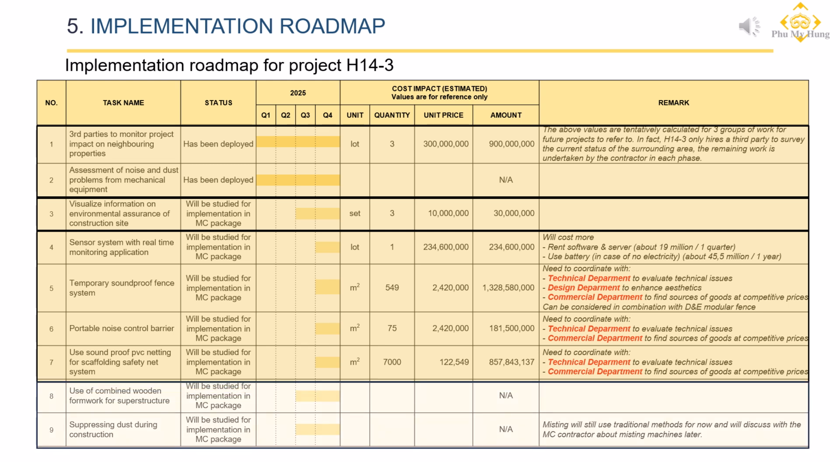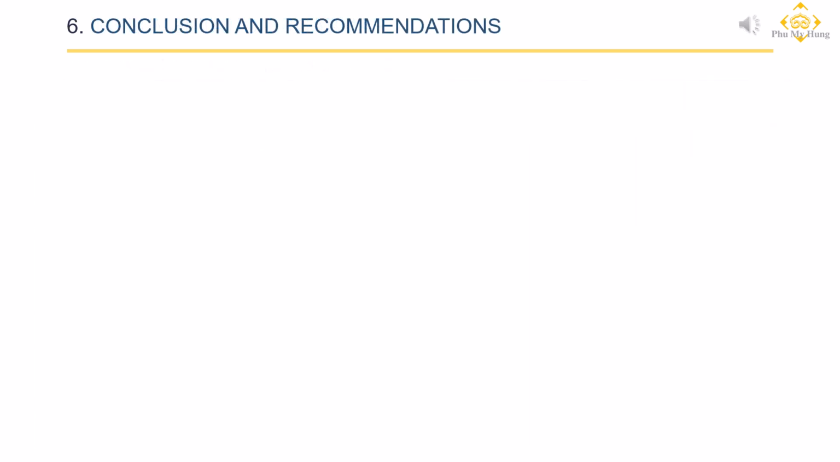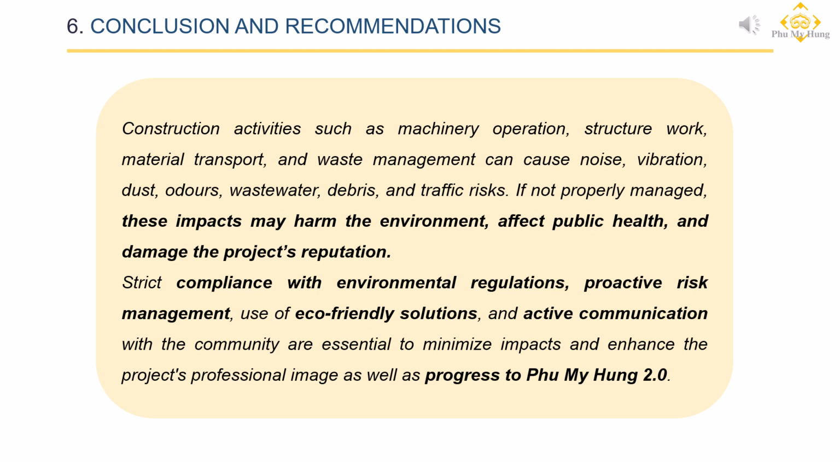Tasks 8 and 9. These tasks will be implemented in collaboration with the main contractor as soon as the respective contract package commences. Construction activities such as machinery operation, structure work, material transport, and waste management can cause noise, vibration, dust, odors, wastewater, debris, and traffic risks. If not properly managed, these impacts may harm the environment, affect public health, and damage the project's reputation. Strict compliance with environmental regulations, proactive risk management, use of eco-friendly solutions, and active communication with the community are essential to minimize impacts and enhance the project's professional image as well as progress to Fu Mai Hung 2.0.